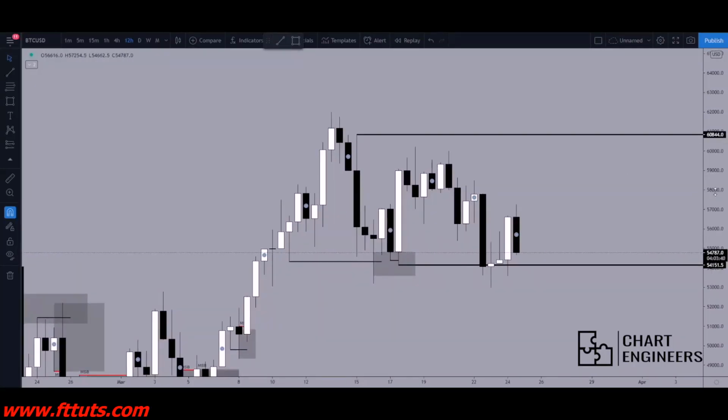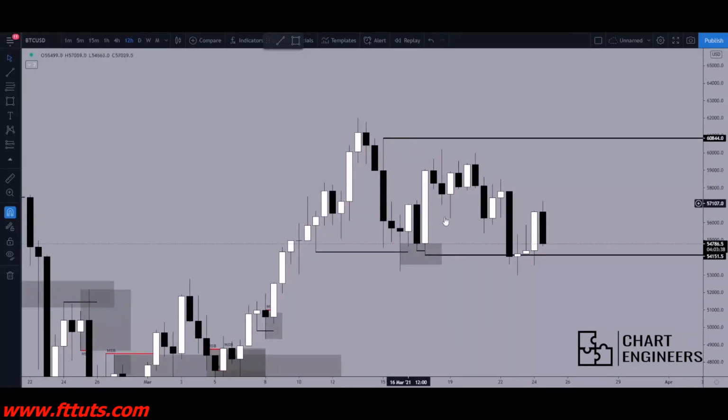So now I'm going to anticipate to get a lower high just in the upper region of this market structure. And then I noticed that we have this up here. This is just an order block, the last up candle before a down move.